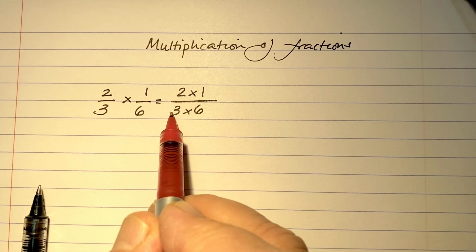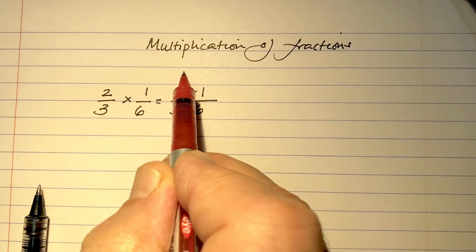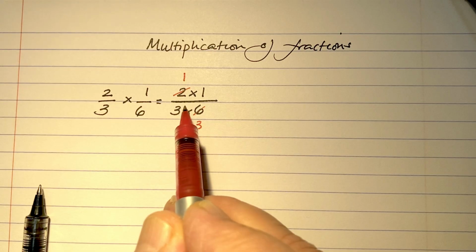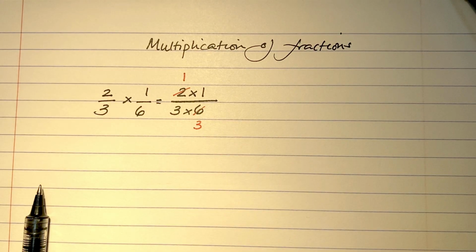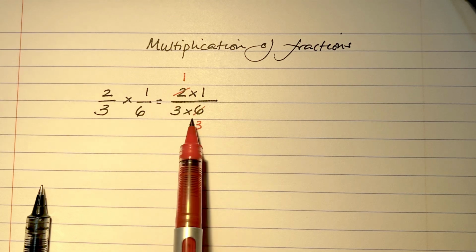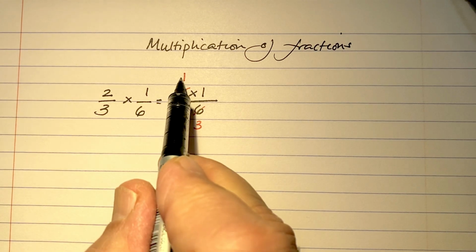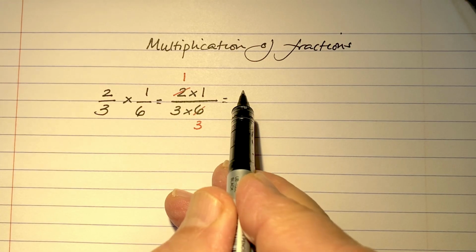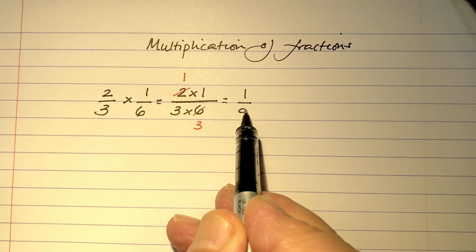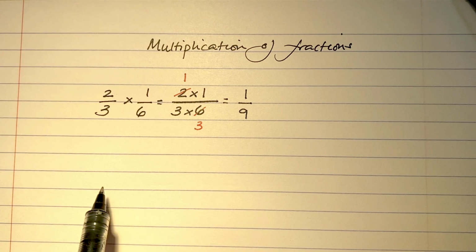2 and 3 do not cancel. What about 2 and 6? Yes, they both can be divided by 2, so we are simplifying 2/6 to 1/3. 1 and 3 don't cancel. You can use these numbers again to cancel, but there's nothing else to be cancelled. So we have 1 times 1, we calculate now, and 3 times 3 is 9. As simple as that. Let's have another one.